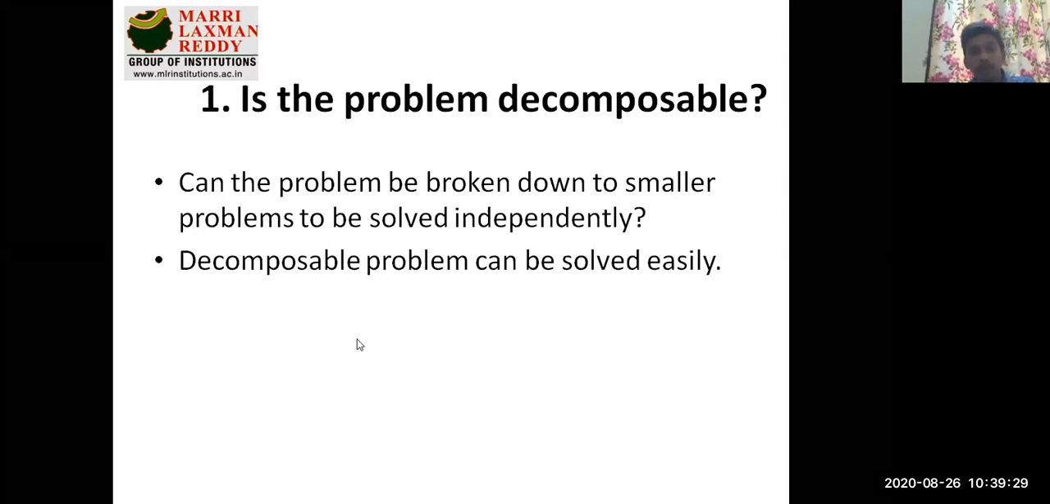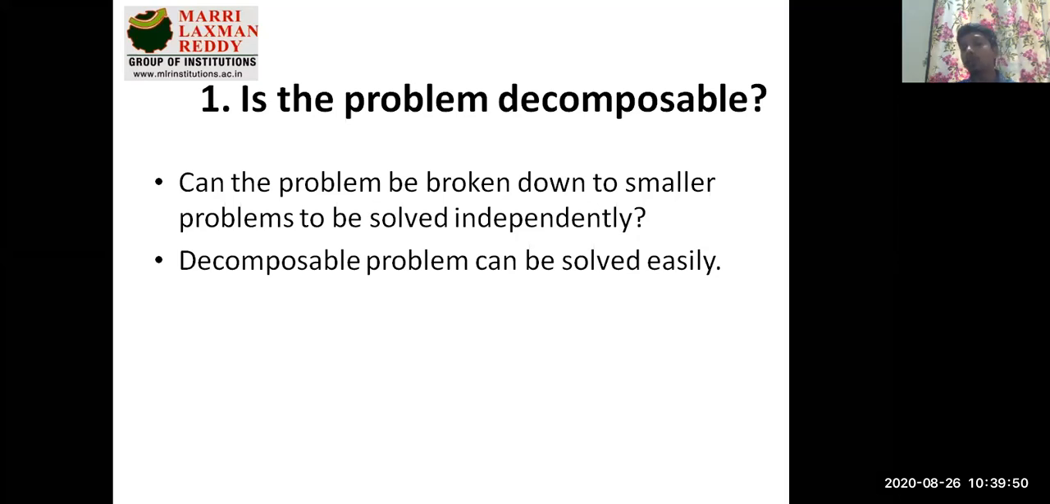That is, can the problem be broken down into smaller problems to be solved independently? Every time, we cannot expect a direct solution for a given problem. We need to try to split it into different elements. So we need to understand in how many ways I can decompose it.